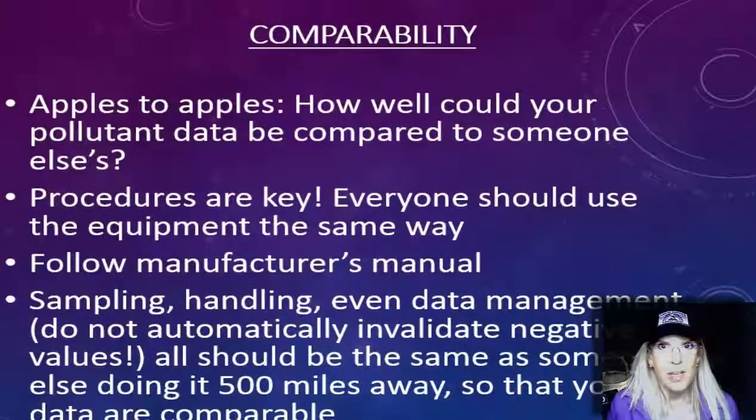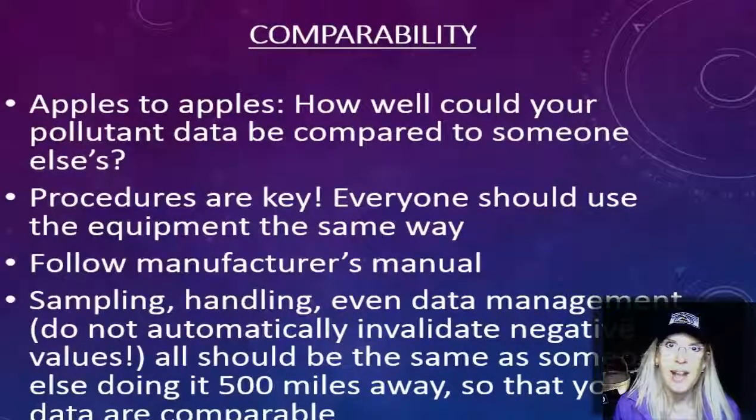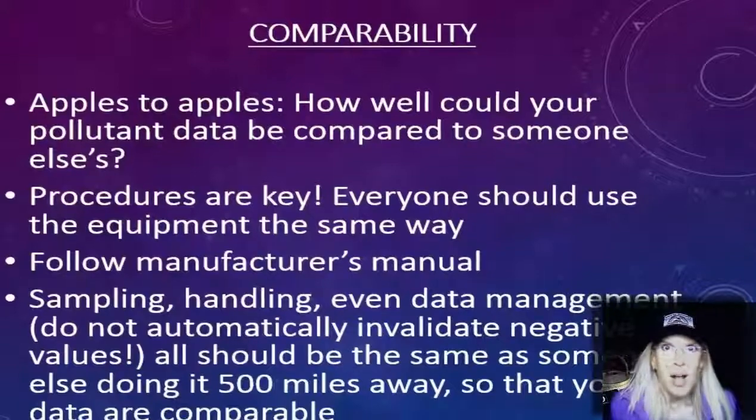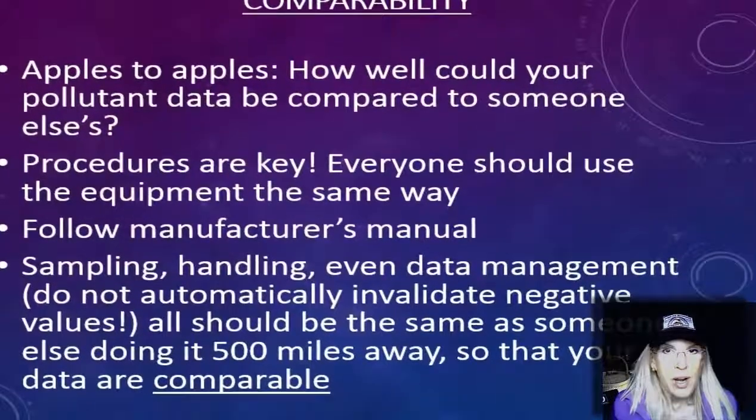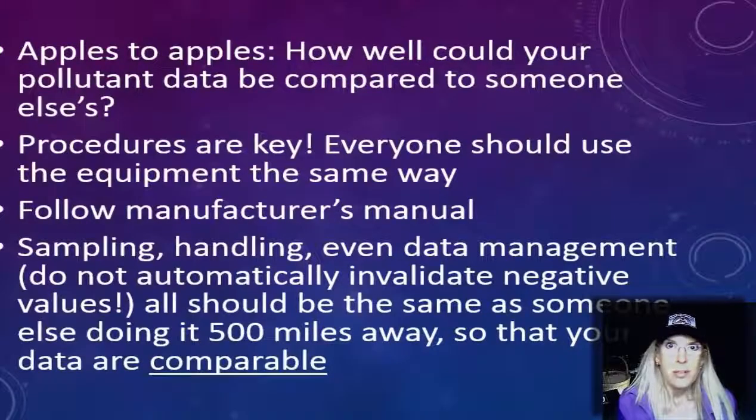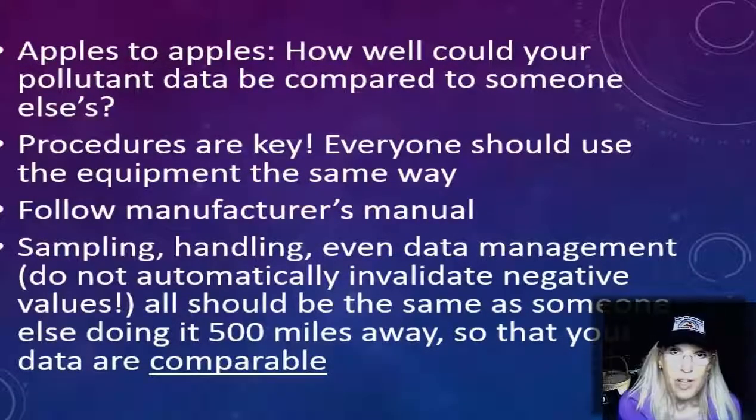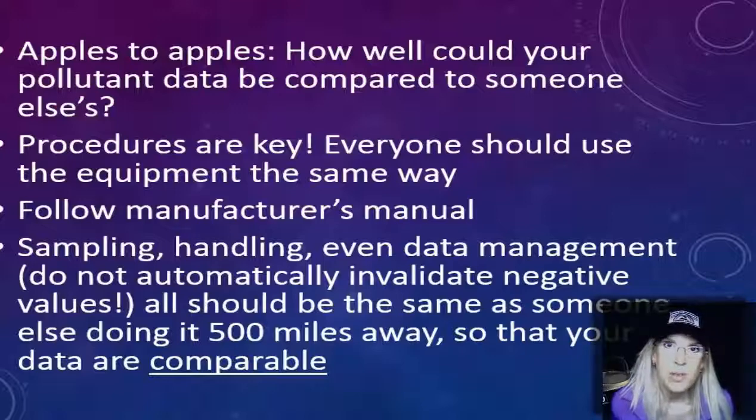The next data quality indicator is the second non-numeric data quality indicator, and that's comparability. You want to make sure that when you compare your data with other people's, you're comparing apples and apples. So the big idea for comparability is that you use similar procedures.